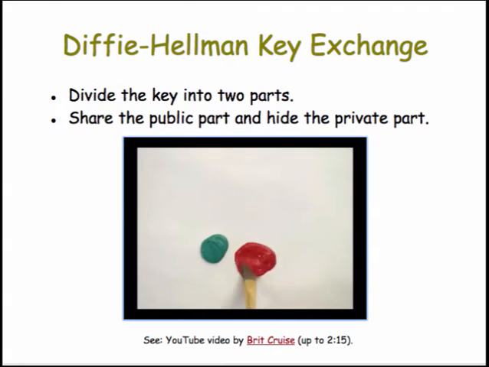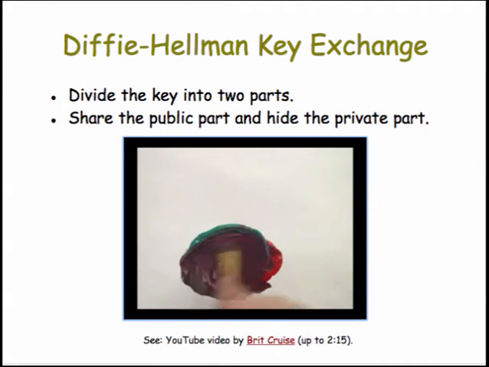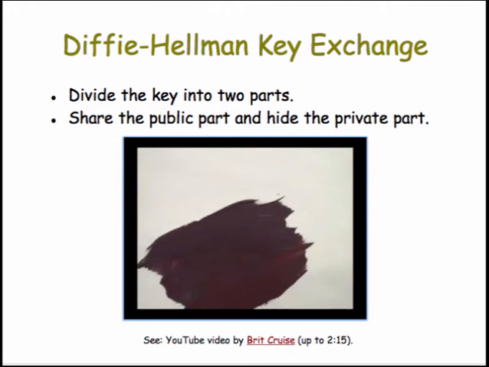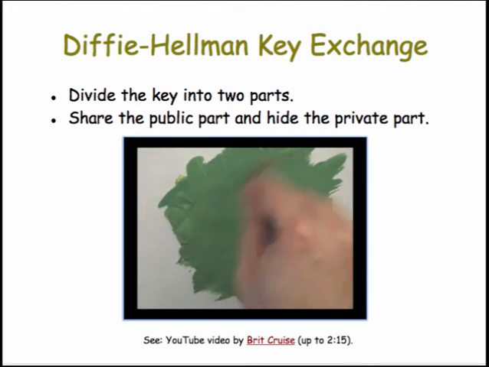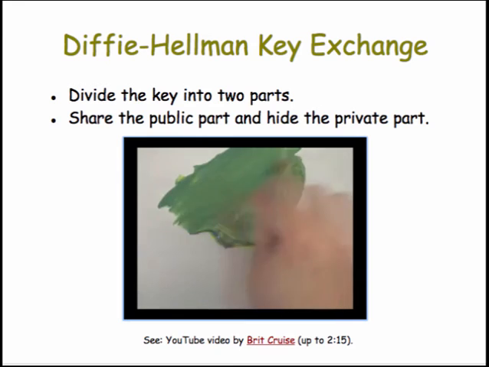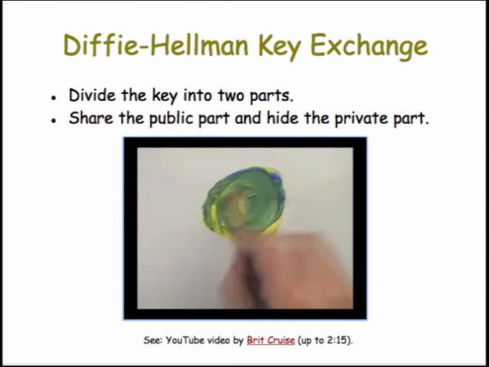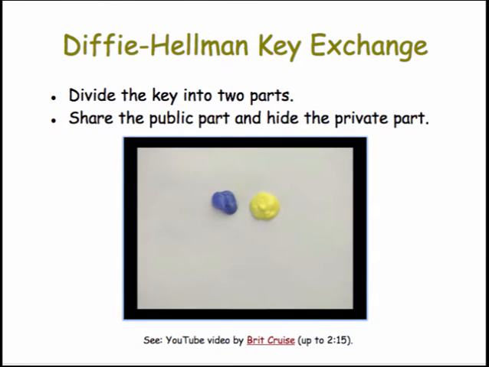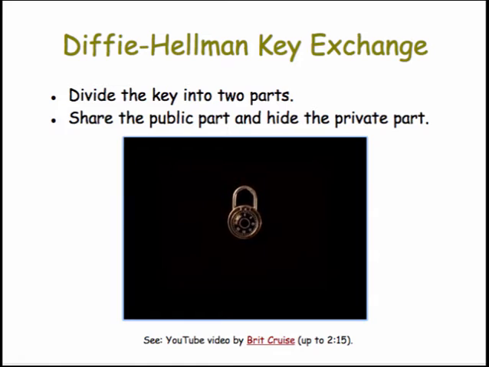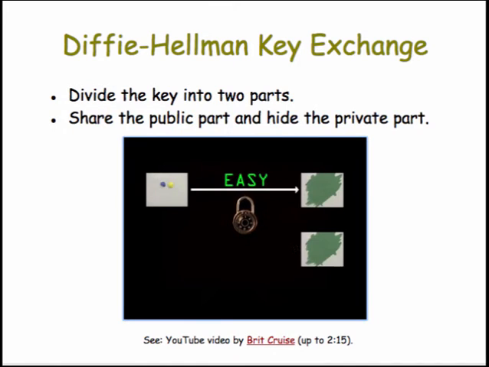The trick is based on two facts. One, it's easy to mix two colors together to make a third color. And two, given a mixed color, it's hard to reverse it in order to find the exact original colors. This is the basis for a lock, easy in one direction, hard in the reverse direction. This is known as a one-way function.